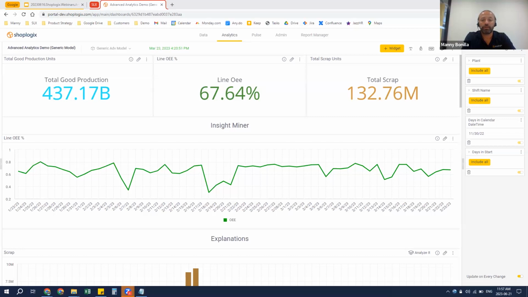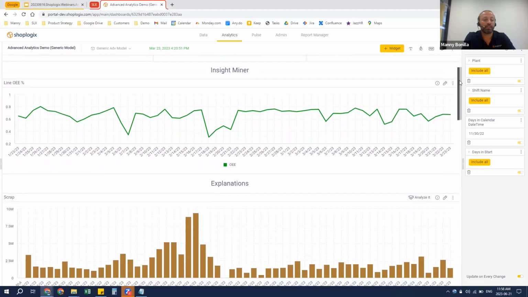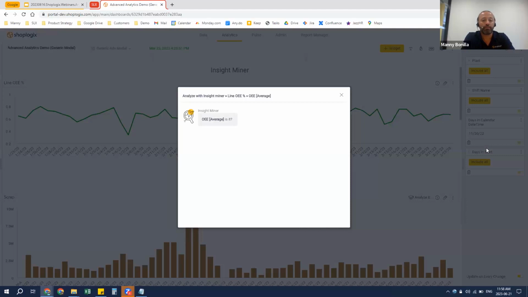So the first capability I'll take you through is called Insight Miner. If we take a look at this widget here, it's basically giving us line OEE over a multi-month period. There's data there, but it's hard to see if it's improving or not improving and any reasons why. So if I go in and ask for some insights on the average OEE over that multi-month period, our Insight Miner pops up.